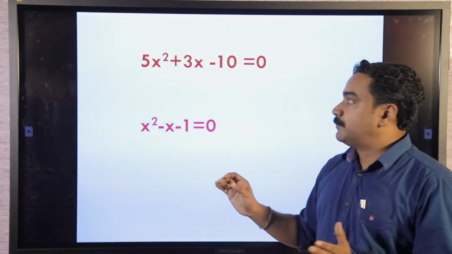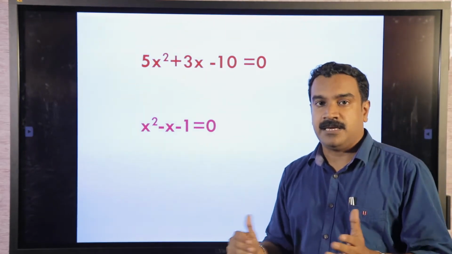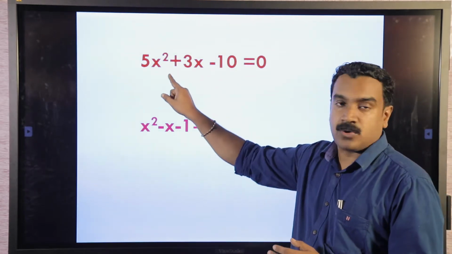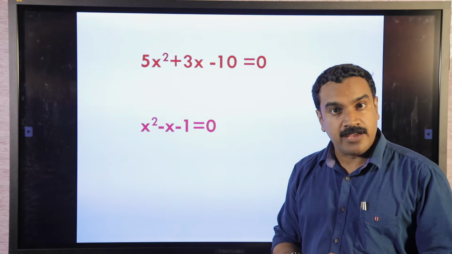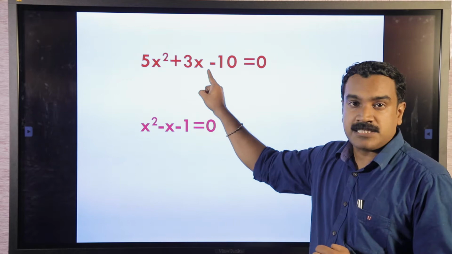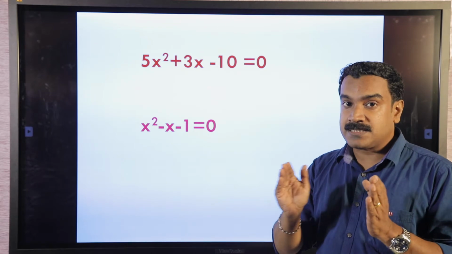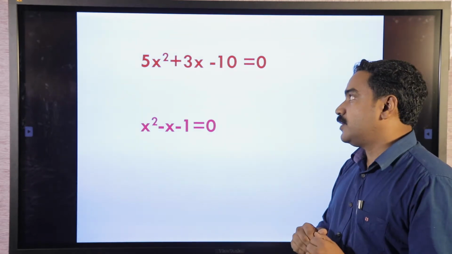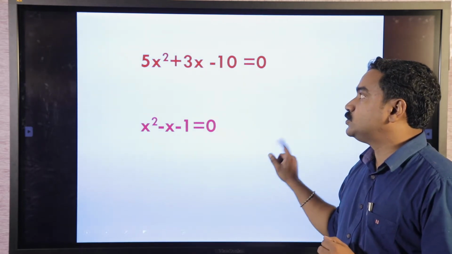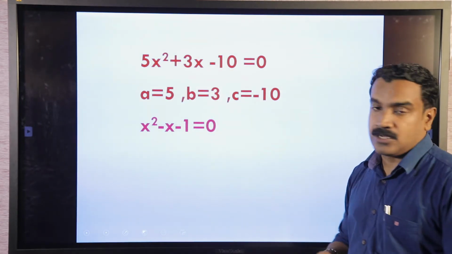Then look at this example. 5x square plus 3x minus 10 equal to 0. You want to find what a, b and c are. So compare this with ax square plus bx plus c equal to 0. In place of ax square you can find 5x square. So a is 5. And what is b? In place of bx here is 3x. In bx, the coefficient of x is b. Here the coefficient of x is 3, so b is 3. And c is the constant, c is minus 10. So we can say a equal to 5, b equal to 3 and c equal to minus 10.